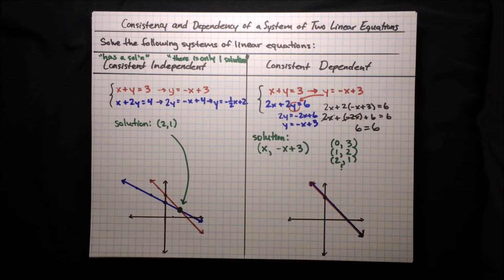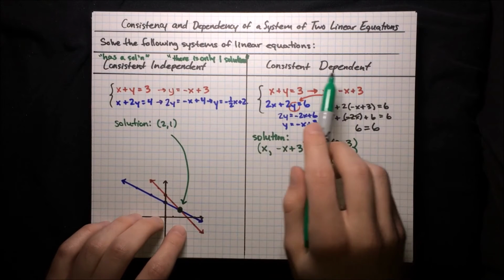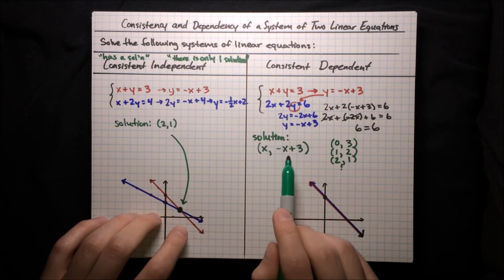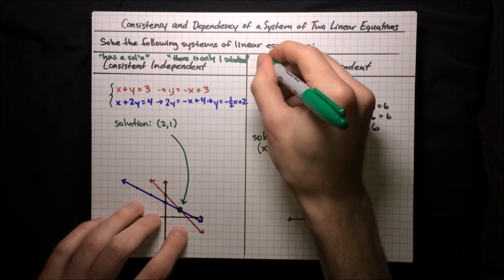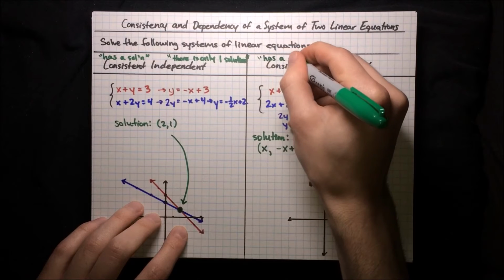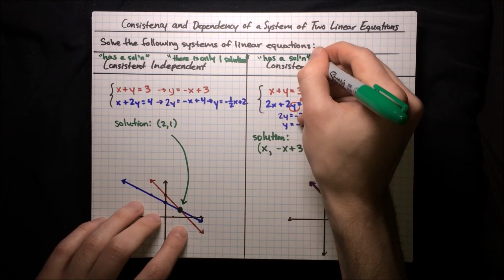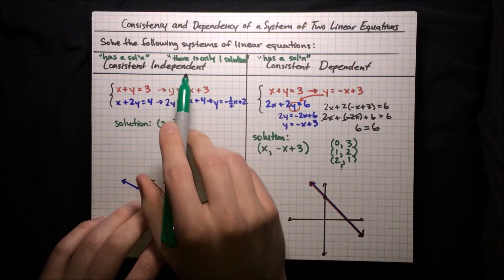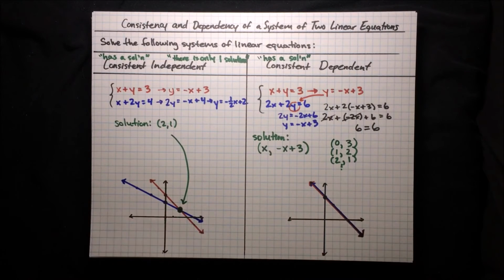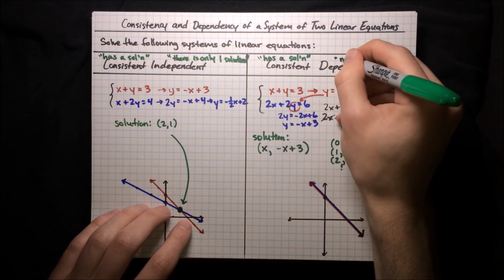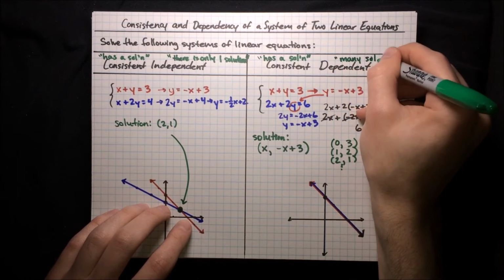So any point that lies on this single line is a solution to both equations because both equations represent the same line. Now we call this consistent dependent, and again consistent because it has a solution. (0, 3) is a solution, (1, 2) is a solution, (2, 1) is a solution. So again, consistent because it has a solution. But this time, it's not independent. There's not just one solution. It's dependent. There are infinitely many solutions. So dependent because there are many solutions.